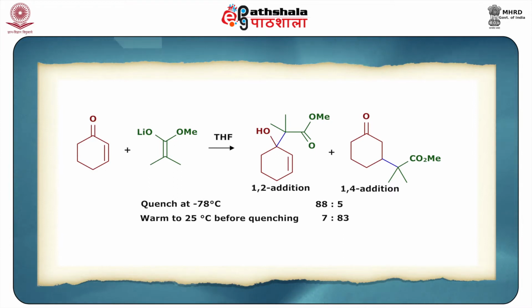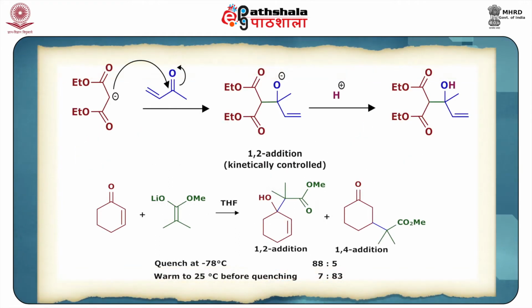But if the same reaction is done at 25 degrees centigrade to warm conditions, that is slightly higher temperature, then it is the reversal. You can see the 1,2 addition product is only 7% and the 1,4 addition product is now 83% in yield. So, you can see that at higher heating there is thermodynamic control and 1,4 addition is the major product, and at lower temperature it is the kinetic control which comes and 1,2 addition becomes the major product. Moving further, carbanions are weak bases and they favor 1,4 addition.